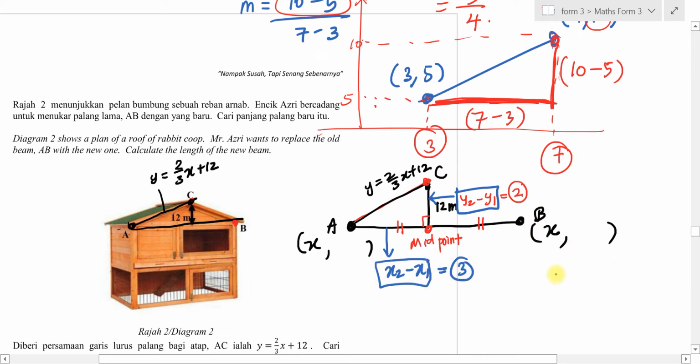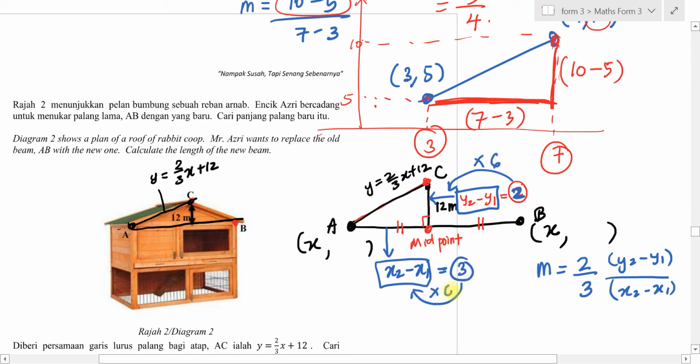Why do I say 3? Because if you look at our gradient, the gradient of this AC is 2 over 3. This 2 is y2 minus y1 over x2 minus x1. So from 2, if I put 2, it is equivalent to 12 meter. That means you are multiplying by 6. Here also the same, you multiply by 6, you get 18.